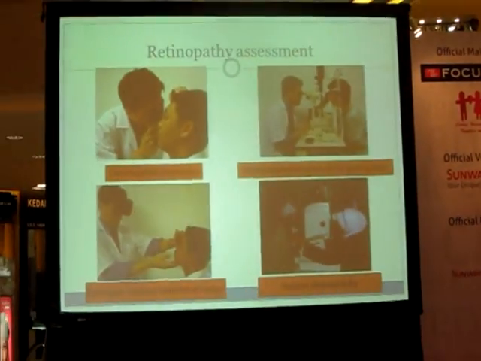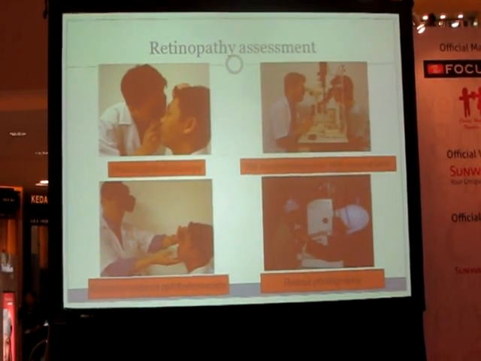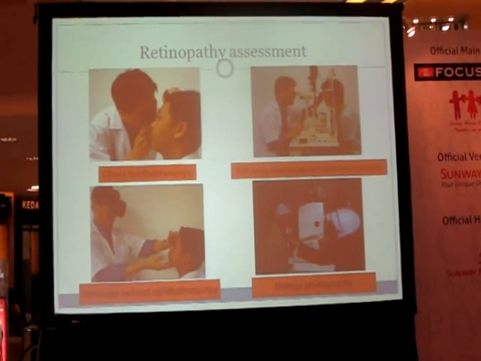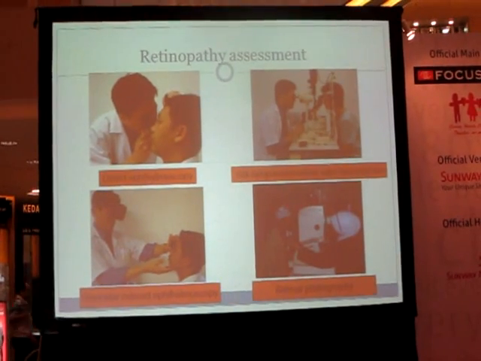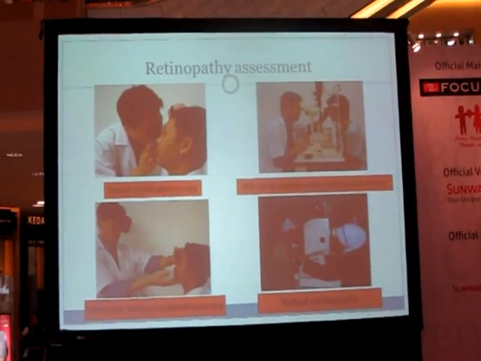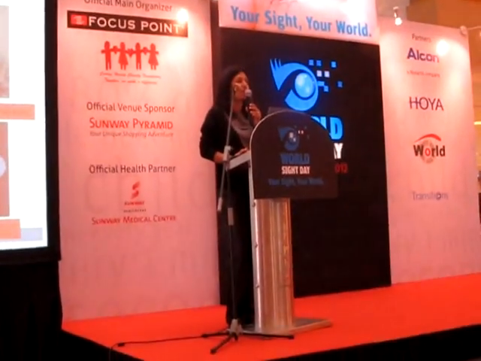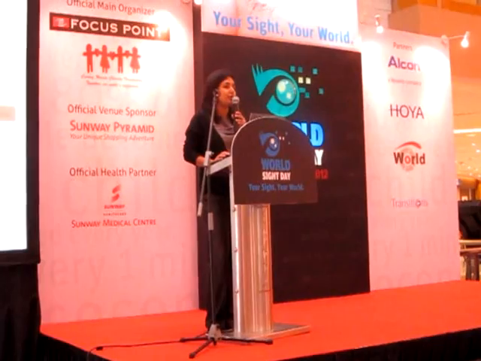And these are different ways which you can look at the retina. The first three are done by doctors, but you can look at the photo at the bottom. You can actually take photographs of the retina, which is done here as well, and we can look at the structures and see if there's any abnormality, especially for screening of people with diabetes.